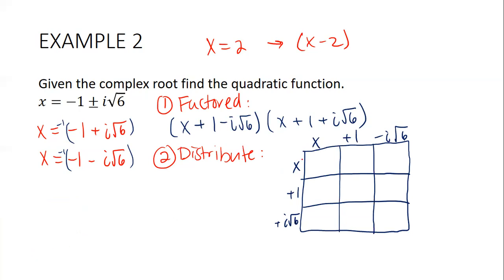When you have the box, that means you're just multiplying, right? So we have x times x is x squared. x times 1 is 1x. x times negative i square root of 6 is negative xi square root of 6. 1 times x is 1x. 1 times 1 is 1. 1 times negative i square root of 6 is negative i square root of 6. And we have xi square root of 6. We have positive i square root of 6. And we have negative i squared times 6.